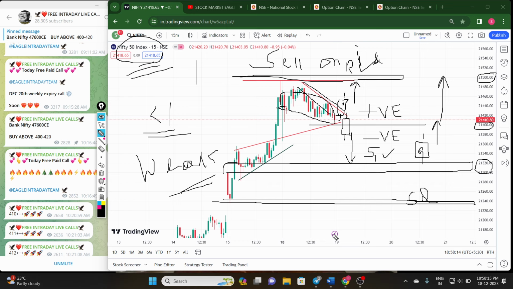Sell on rise means if the price goes to this zone, sellers will again be activated in this zone, and a price reversal is easily expected. Same thing, if the price goes here, where resistance is 21,400, a price reversal is expected in this zone. So this is the way we can trade tomorrow. Nifty also has a bearish setup tomorrow, so be cautious. The entire market trend is negative.